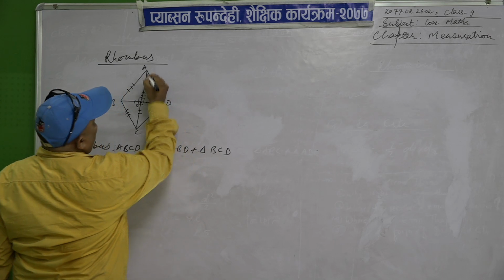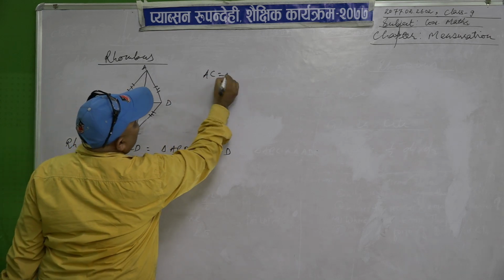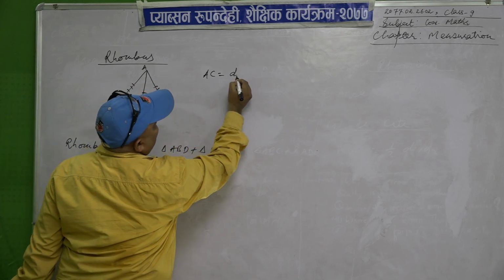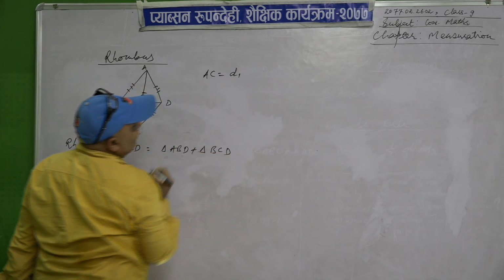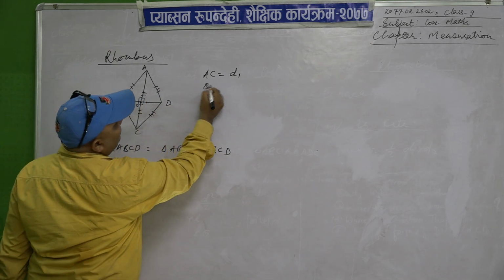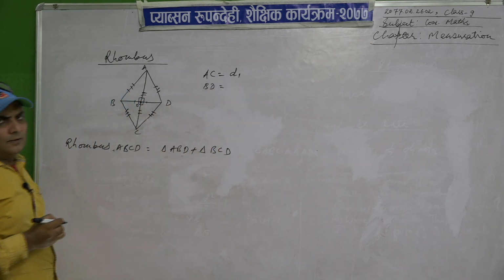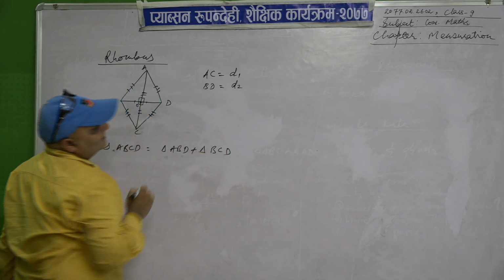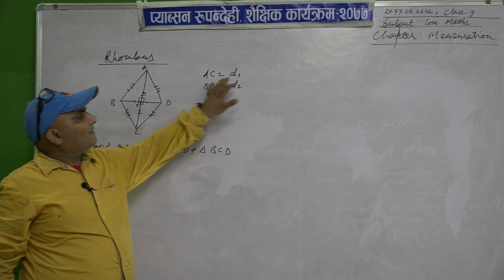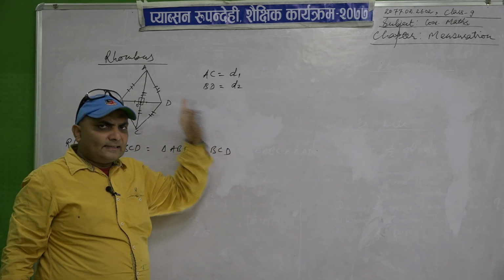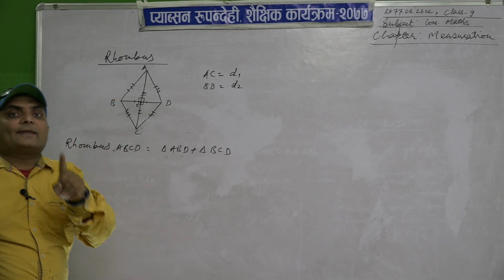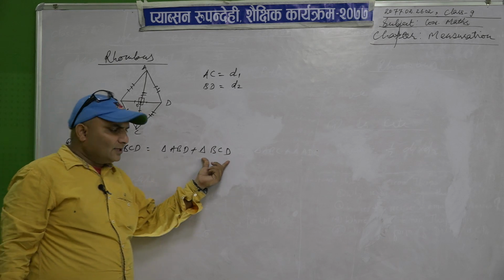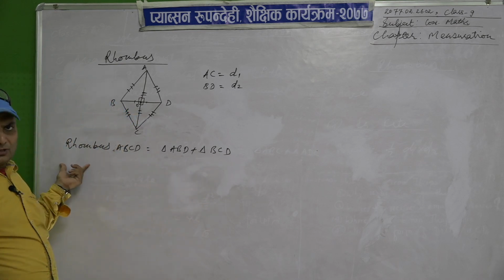Here, what is AC? AC is the diagonal of a rhombus. Suppose it is D1. Similarly, BD is also the diagonal of the rhombus. Suppose this is D2. AC is denoted by D1, BD is denoted by D2. We are going to find the area of the rhombus. If we add the area of this triangle and the area of this triangle, we will get the area of the rhombus.